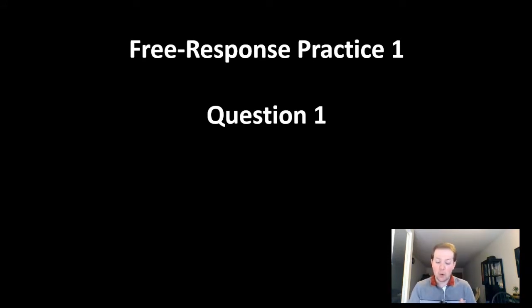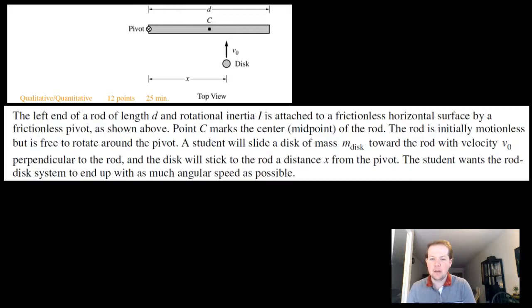Okay, so we're going to go ahead and get started. I'm getting my timer ready. This is the qualitative quantitative test. That means we have 25 minutes. I'm going to start my timer on my phone. Here we go. Okay, the test is starting.